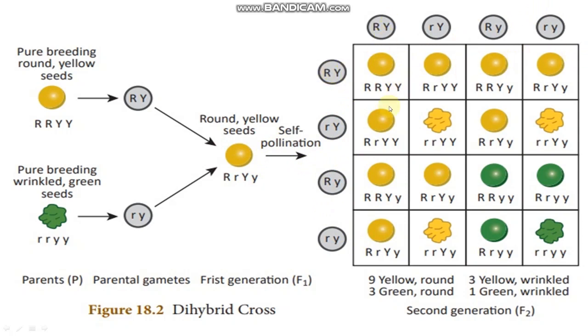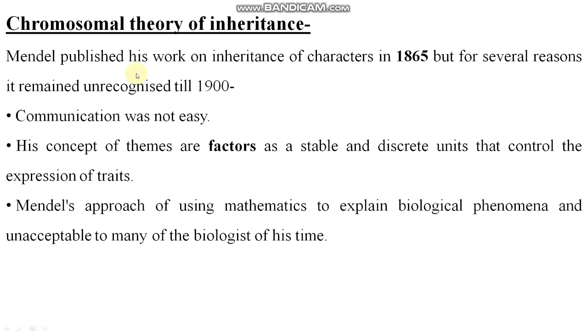You can see here 9 yellow round seeds are forming, 3 yellow wrinkled seeds are forming here, 3 green round seeds are forming here, and 1 green wrinkled seed is forming here by this dihybrid cross. There is no mixing, only these traits or characters will segregate from each other in the hybridization process or reproduction process. So now let's start.